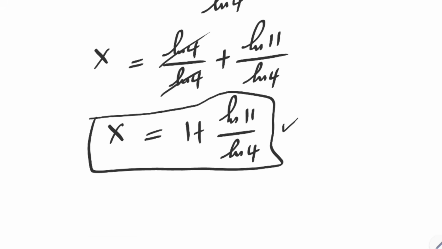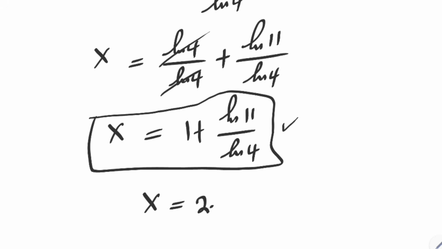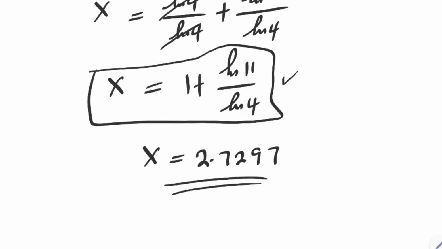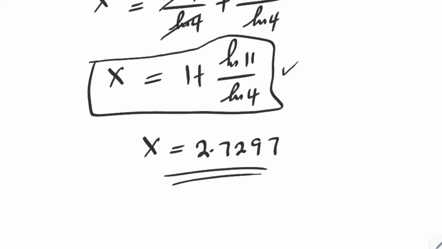But if you want to use your calculator, x will be equal to 1 plus ln of 11 over ln of 4. That is 2.7297. This is the value of x if you want to use your calculator. Then let us check to confirm if this answer is right or wrong.